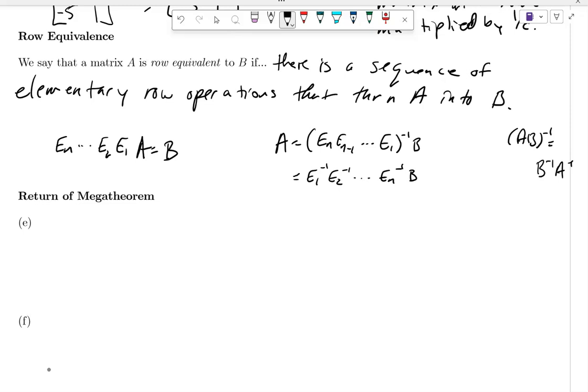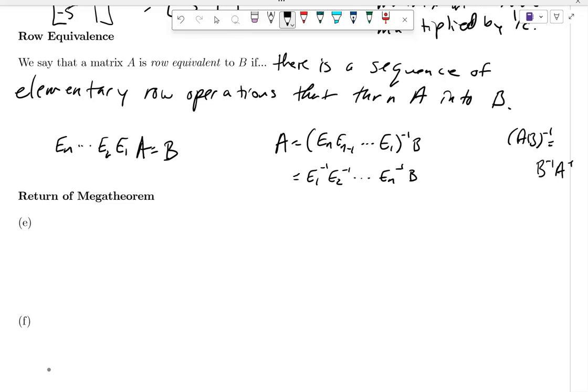All right. So anyway, for those of you who have had discrete math, row equivalence is an equivalence relation on a set of matrices. They all have to have the same size, but being row equivalent is an equivalence relation. Remember, an equivalence relation is something that's reflexive, symmetric, and transitive.